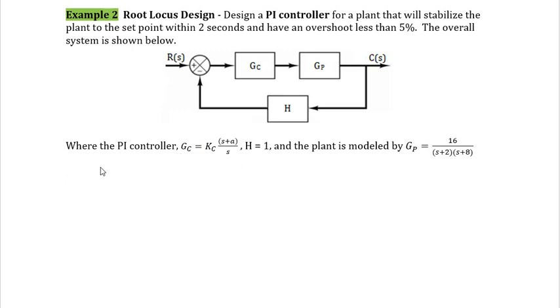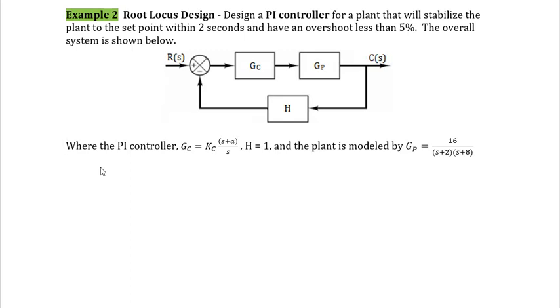So unlike the first example we did, we only have 2 constants to find. That would be Kc and A. H is equal to 1, and the plant is modeled simply as 16 over (S plus 2) times (S plus 8).